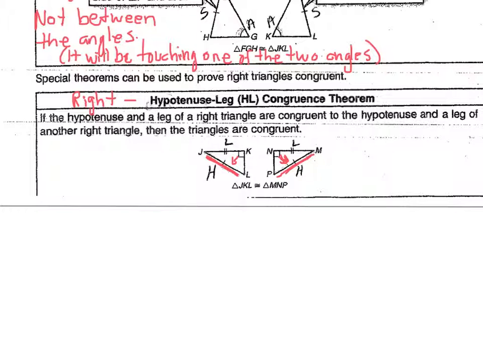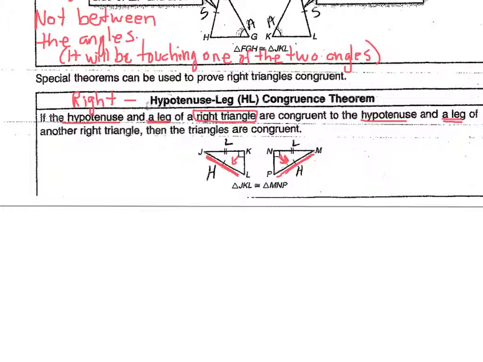So the description says, if the hypotenuse and a leg, notice that it says a leg because it has 2 legs, only one of them has to be on a right triangle, so it has to be a right triangle, are congruent to the hypotenuse and a leg of another right triangle, then the triangles are congruent by the HL.